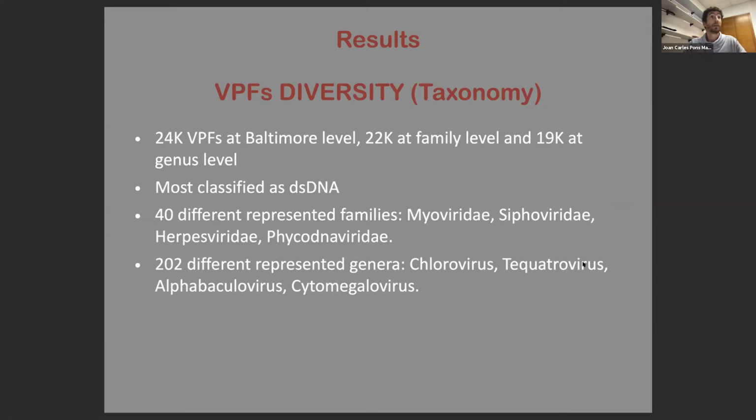As a result, we can obtain 24,000 VPFs classified at Baltimore level, 22,000 classified at family level, and 19,000 at genus level. Most of them are classified as double-stranded DNA. We can obtain 40 different representative families, and most of them are from the order Caudovirales, and more than 200 different genera. These are the most common in the results.